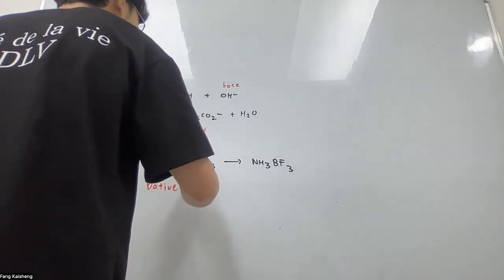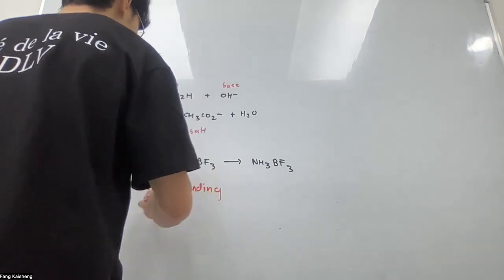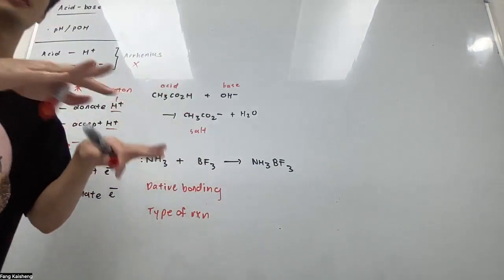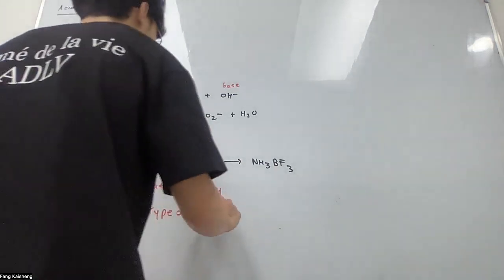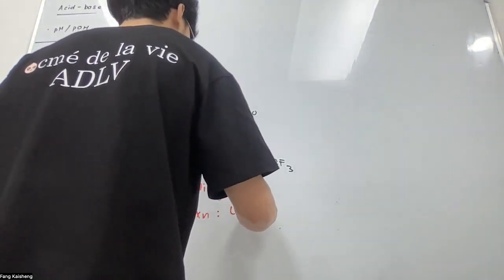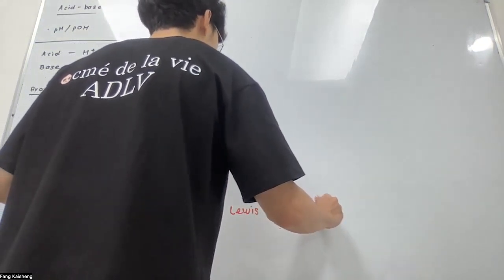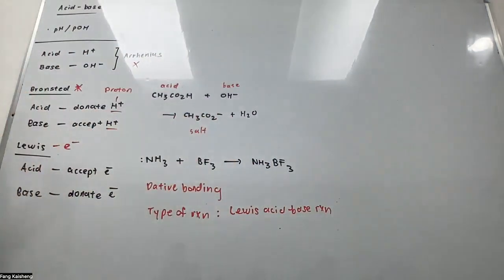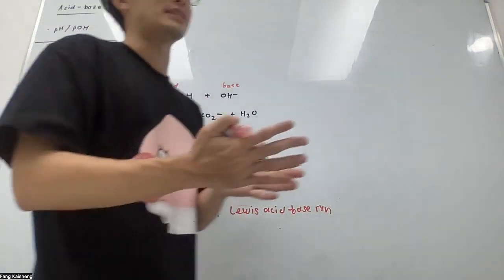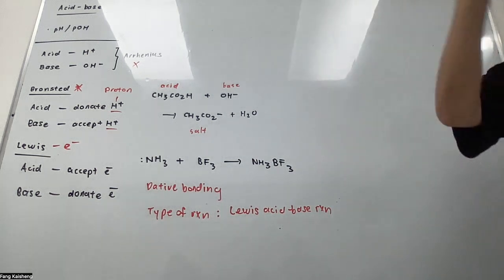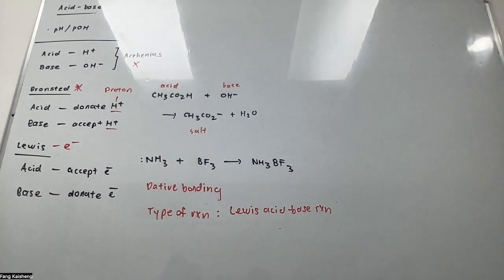But if they were to ask, what is the type of reaction? You can't just say the reaction type is called dative bonding. Can you see it doesn't make sense? That's why if they ask for the type of reaction, you must tell me Lewis acid-base reaction. So yes, I know this doesn't look like a conventional acid-base equation, but it is still considered one because of the Lewis theory. So all we are doing on this page is expanding your worldview on acids and bases.